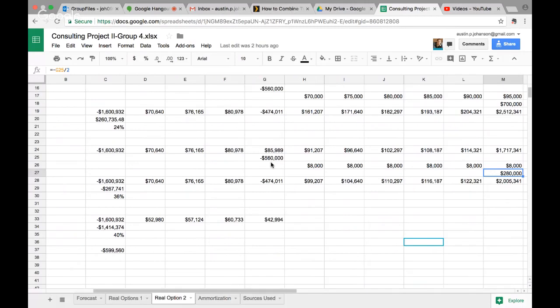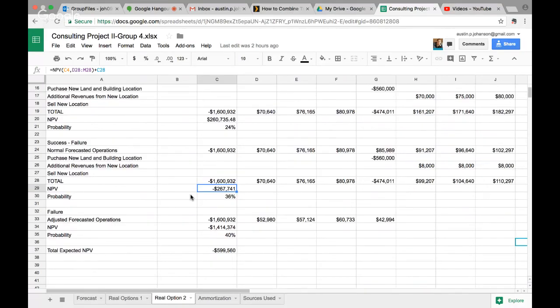at $280,000, which would obviously be less than the $560,000 that we used to make that acquisition. So we would be selling at a loss for that. So it would be an ultimate loss of $267,741, because that's what our net present value would be.